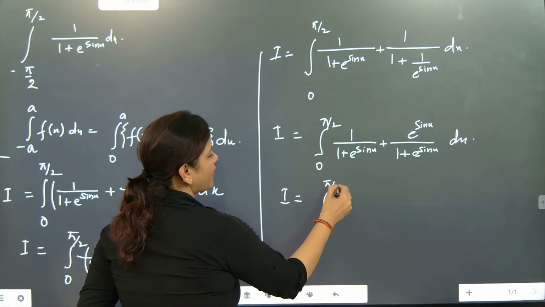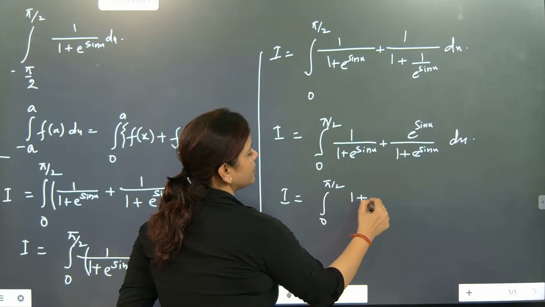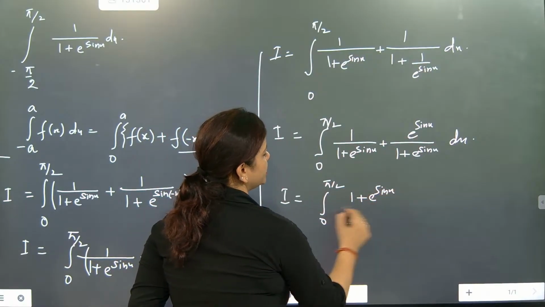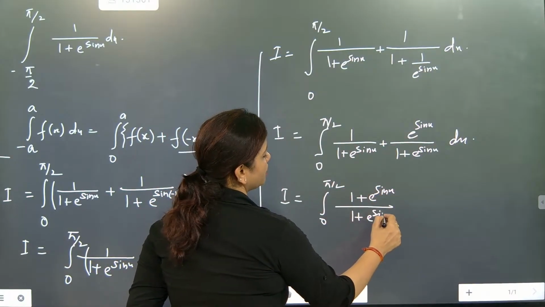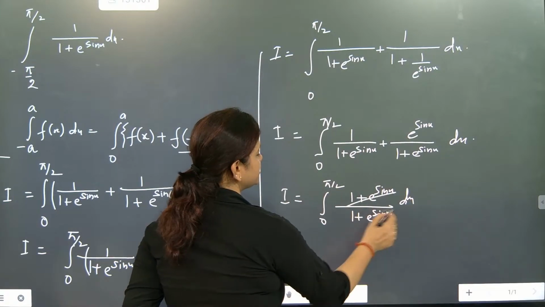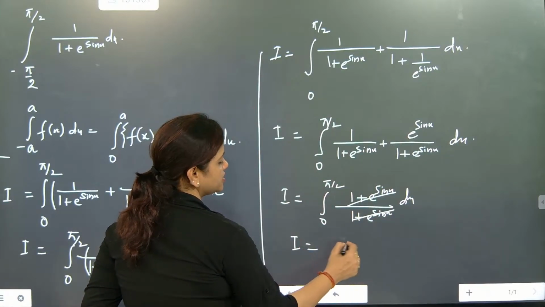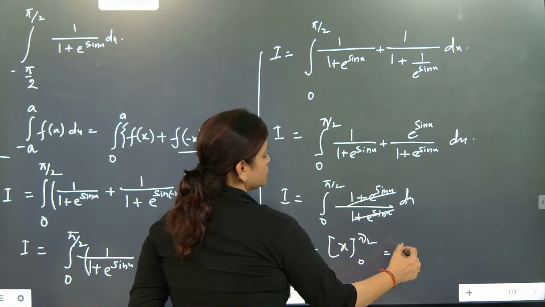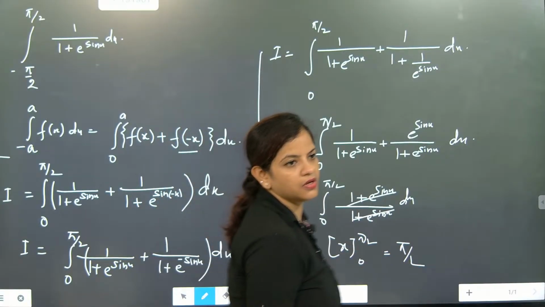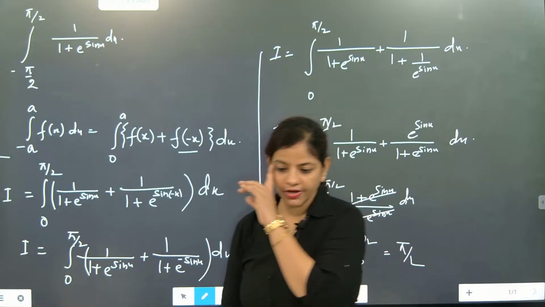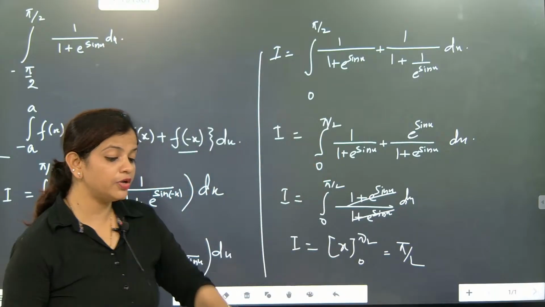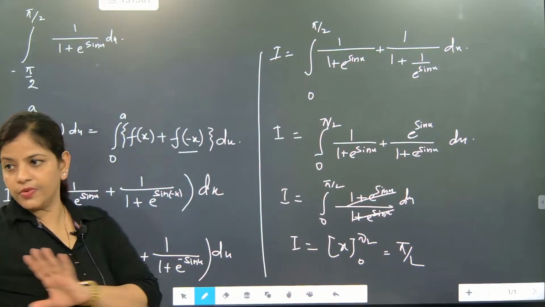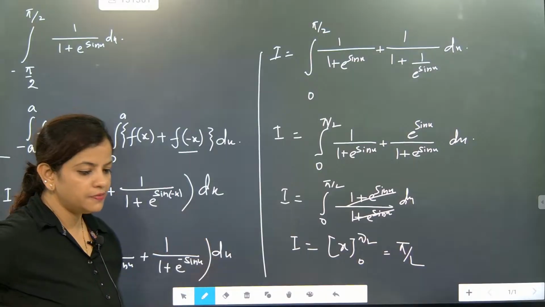So 0 to pi by 2, the base is the same, it will become 1 plus e to the power sin x, and here 1 plus e to the power sin x dx. Cancel. So here the integration is coming as x, from pi by 2 to 0. So the answer is coming as pi by 2. Understood? The answer is coming as pi by 2. This is exactly the approach you can follow to solve the question. I hope everybody understood. Come on. Say done now. Done?